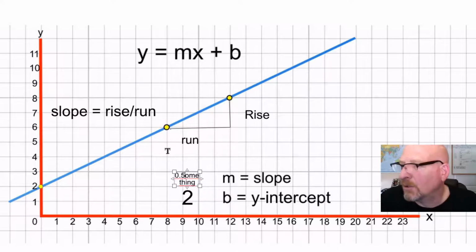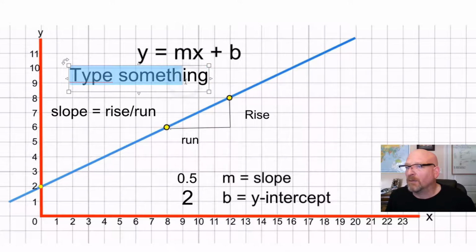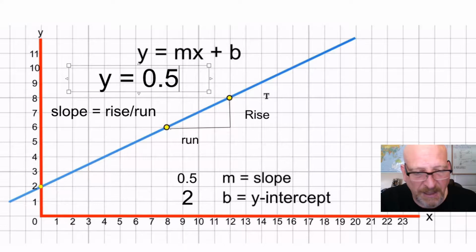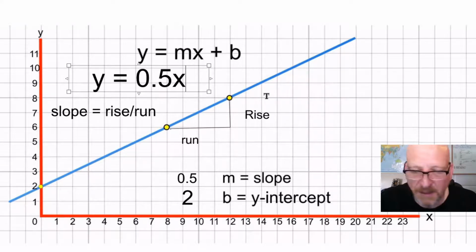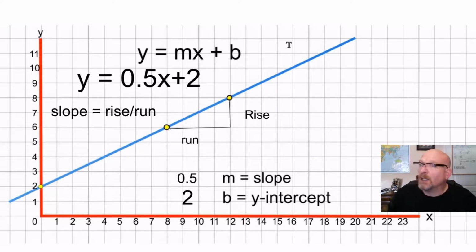0.5. So what that means is that is our slope. So now that we have that, we can write the formula. We're going to write it as y equals 0.5 times x plus 2. Okay, because we know that 0.5 is the slope and 2 is the y-intercept. So there you go. That is the formula that describes that line.